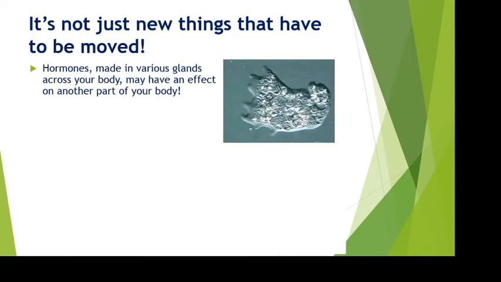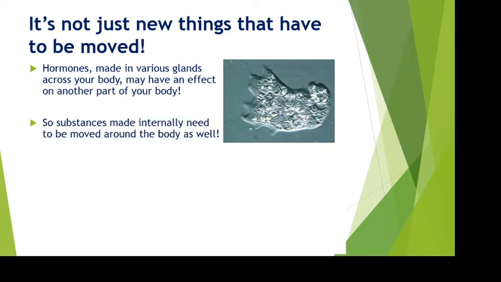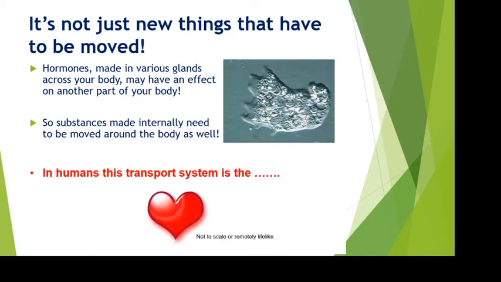So, moving things. It isn't just things you take in, it's like hormones as well. So you need to move things internally as well as move things that you've just taken in. And the only way we do that is using our circulatory system. Your blood is constantly moving all the way around our body. And our circulatory system, because it's not moving by diffusion, it's moving because it's being forced to move. So it's an example of a mass transport system.